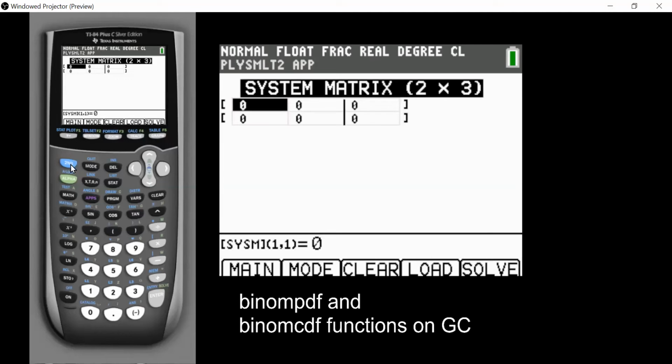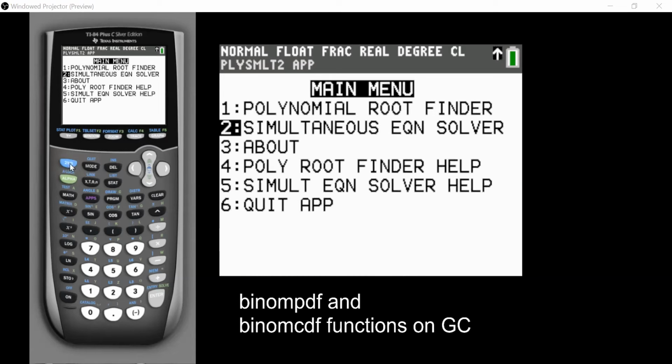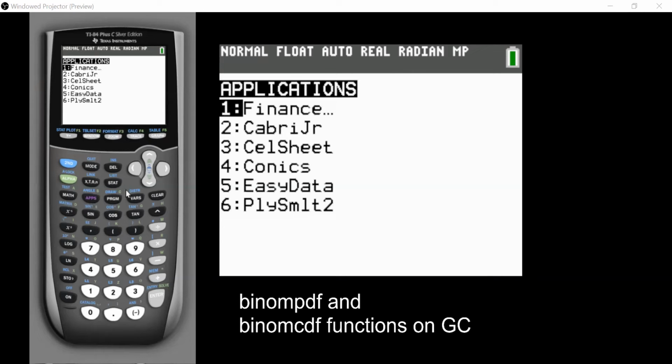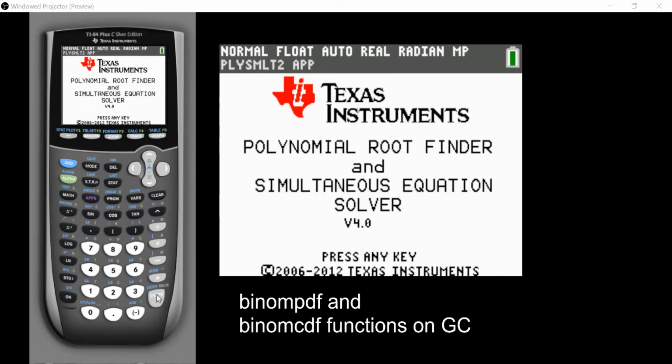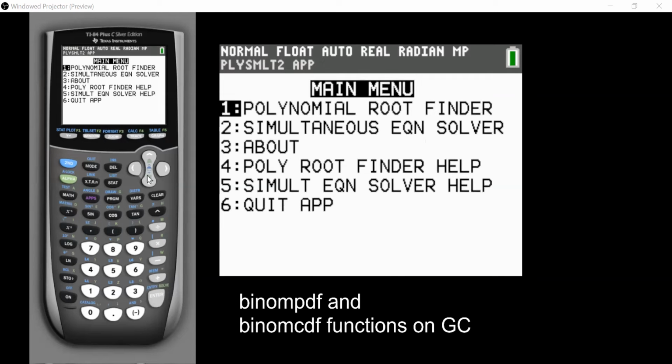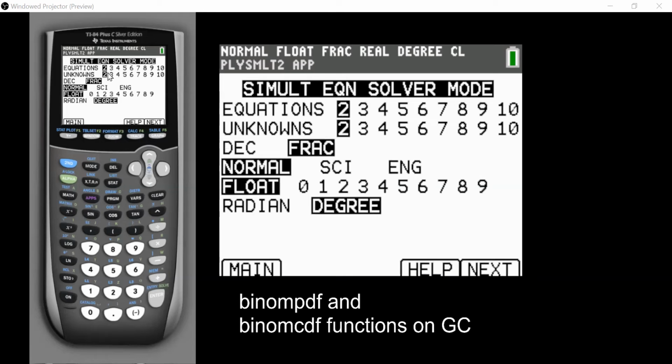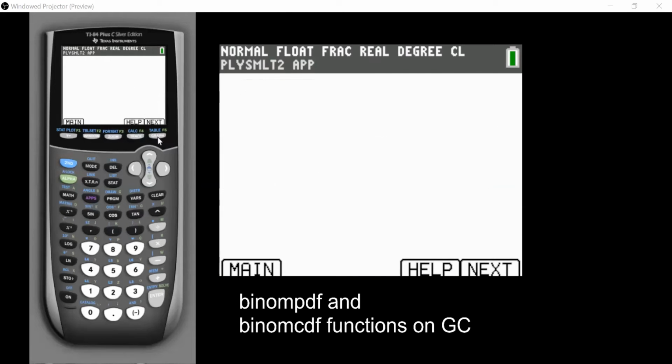Let me show you again. Second, quit. Oh my god. Yeah, so how did I access it? I press APPS, and then I scroll down to my poly simultaneous number 2. It's number 6 here. I press enter. And then I scroll, enter again. Then I select number 2 for simultaneous equation solver, enter. Then this is 2 equations, 2 unknowns, so 2, 2. Then I press next. I press next.